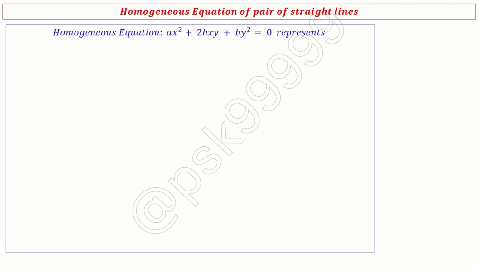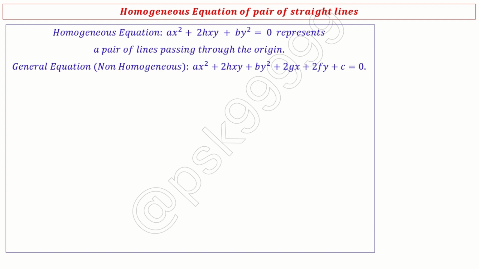The notation a, b, h is fixed for homogeneous as well as non-homogeneous equations. So you have to understand how it has come. In a homogeneous equation, you will have only three terms: x square, y square and the xy term. This is the pair of lines passing through the origin.